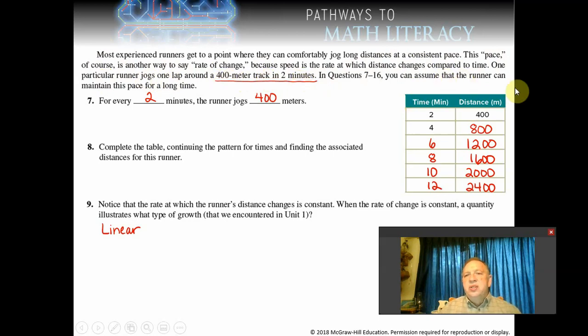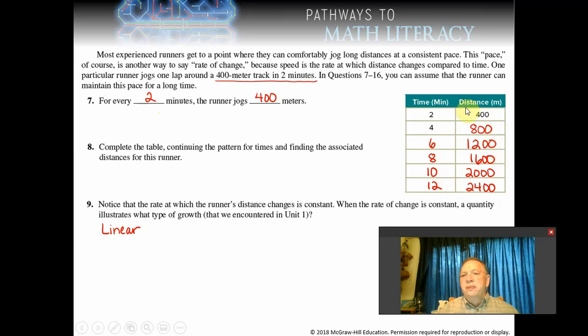So these questions assume that the runner can maintain this pace for a long time. So every 2 minutes, I'm going to go 400 meters. The first 2 minutes, I'm going to fill out my table. I went 400 meters. Now I'm going to add another 2 minutes, and then I'm going to add 400 more meters because I've traveled 400 more. And then I keep building up this table, just adding 2, 2, 2, 2, and each time I'm going to add the 400.